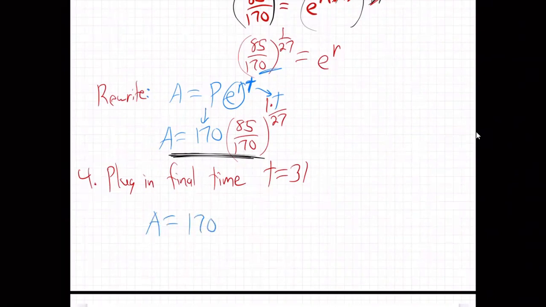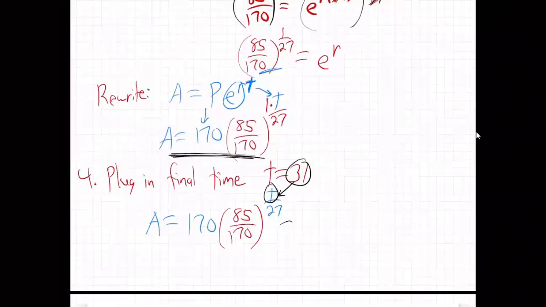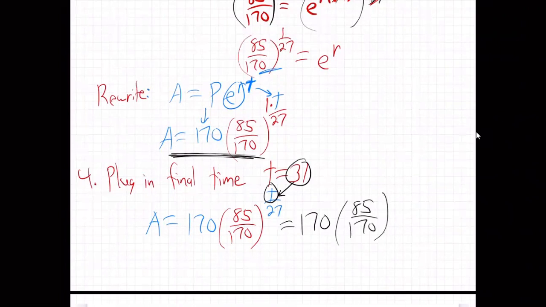So we'll take this formula. A is 170 times 85 over 170 to the t over 27. Take that 31, plug it in right there for t, right? And so we get 170 times 85 over 170 to the 31 over 27, like that. So hit the buttons on your calculator.